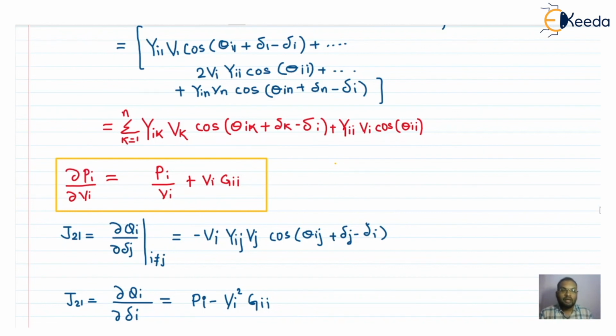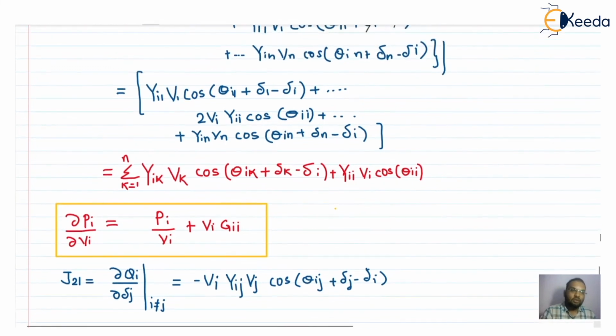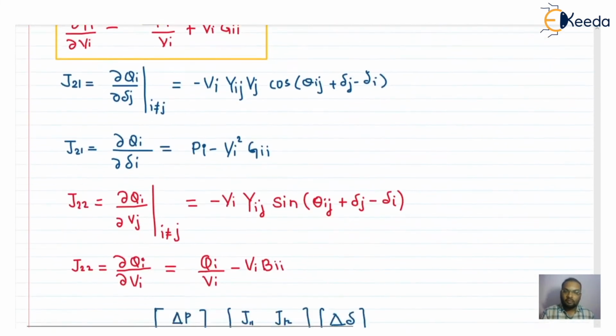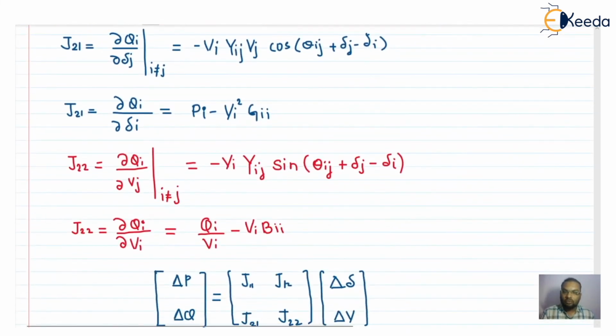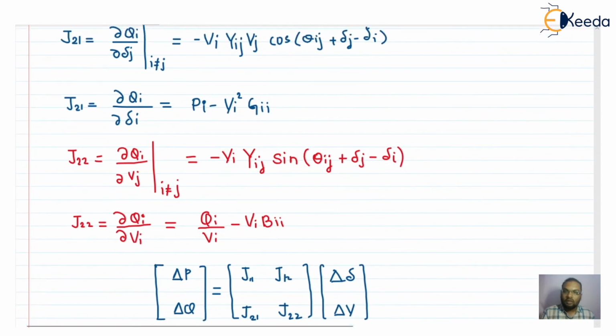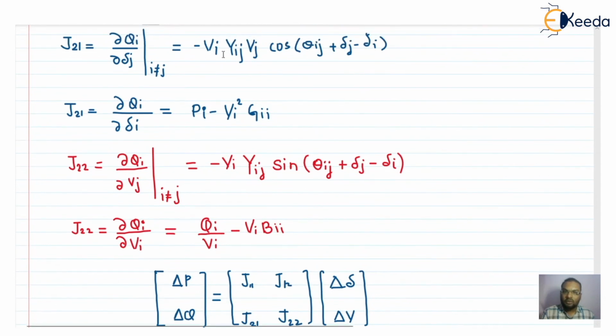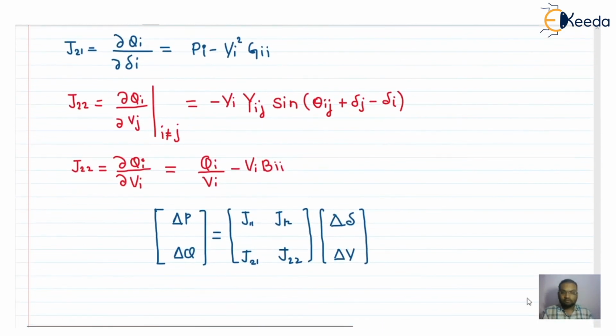Now it is quite simple and easy for you to evaluate the remaining terms, J21 and J22. You can try this and verify it with the values I have written here. If you find any correction, please let me know. Now get back to this master key. Get back to this equation: correction in P, correction in Q is equal to Jacobian matrix times correction in the unknowns.